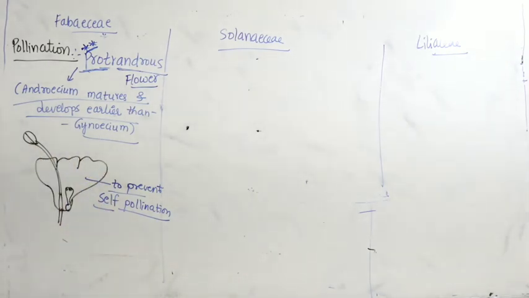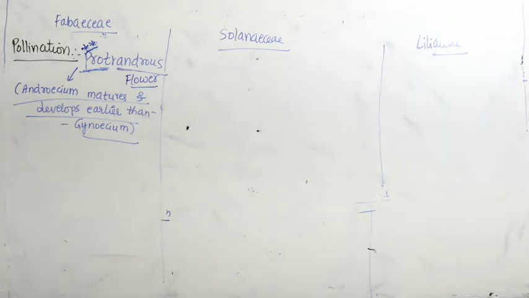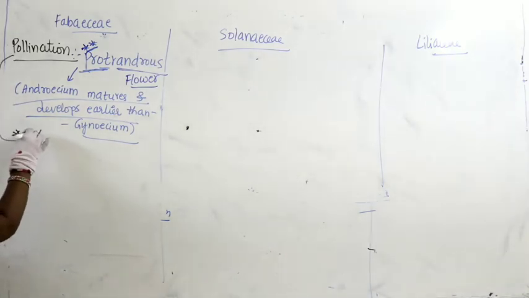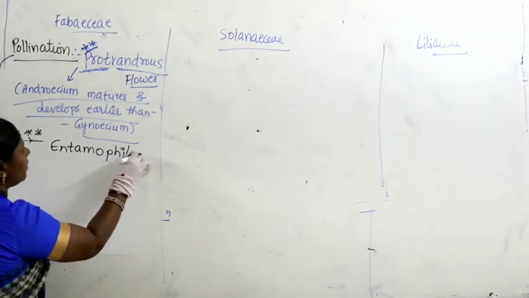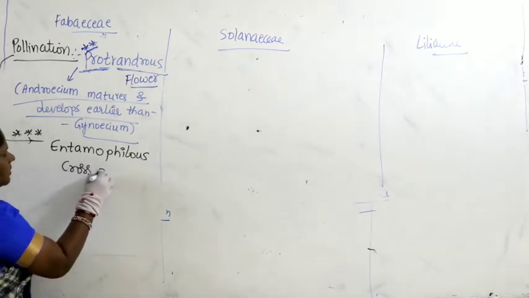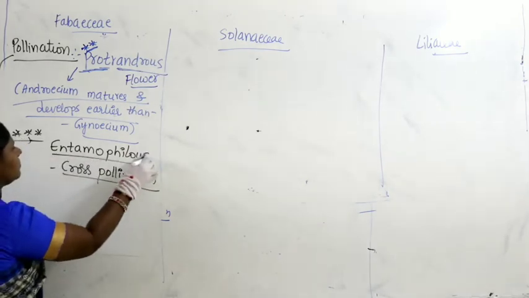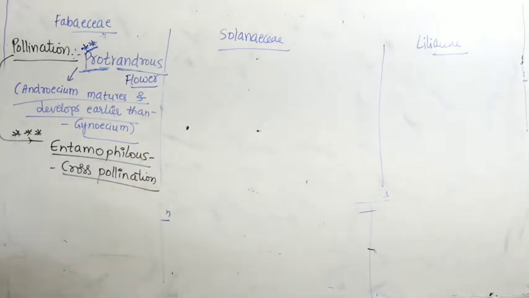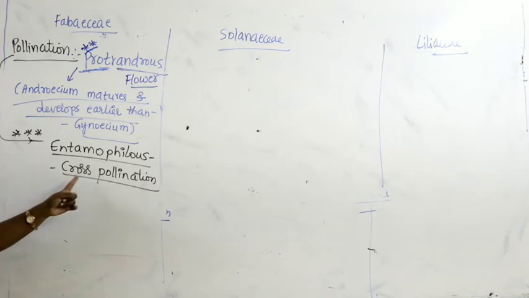Then what do you find here? If self-pollination is prevented, then what does it undergo? It undergoes what is called cross-pollination. Then it undergoes entomophilous cross-pollination. When you take entomophilous cross-pollination, entomo means what? Insect. Whenever you get the terminology, entomo means insect.